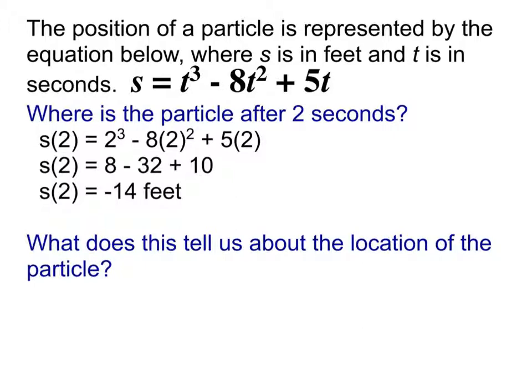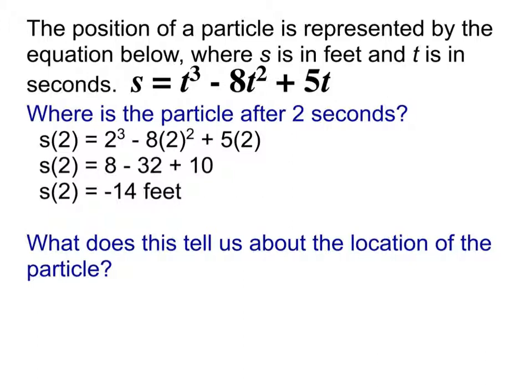And so I went ahead and called it S of t in order to keep the notation handy there. And when we work it through and plug in, the 2 cubed, of course, is 8. And then when you do 8 times 2 squared, remember, do the exponent first. So 2 squared is 4, 4 times 8 is the 32. And of course, then the 5 times 2. Then we go ahead and do the addition and subtraction. You should get an answer then of negative 14 feet.